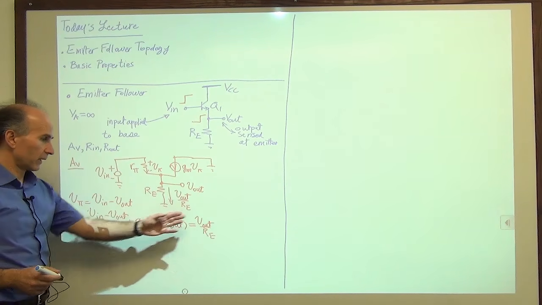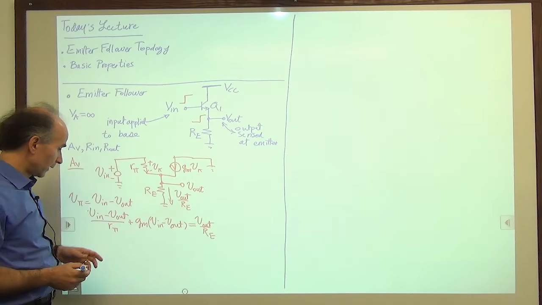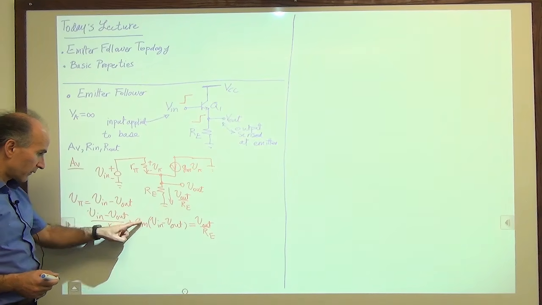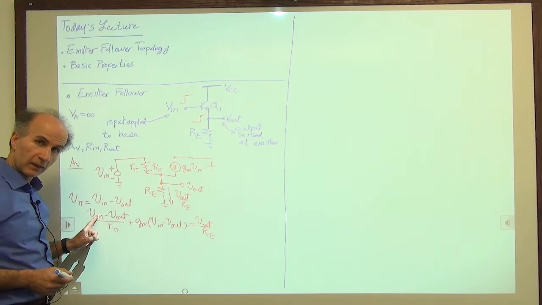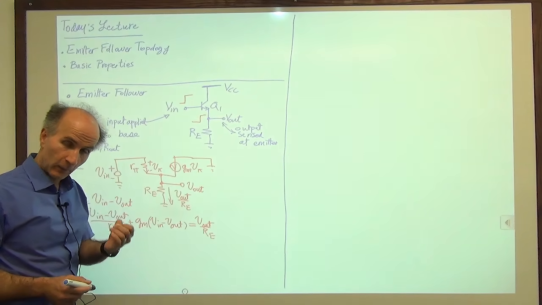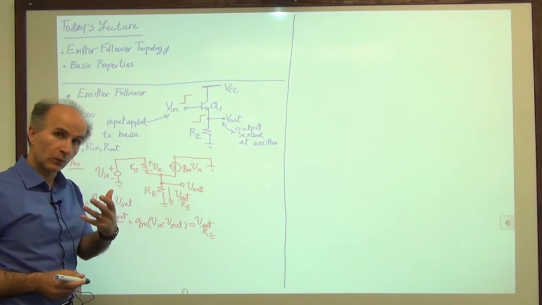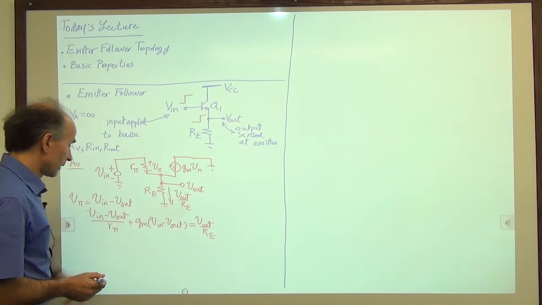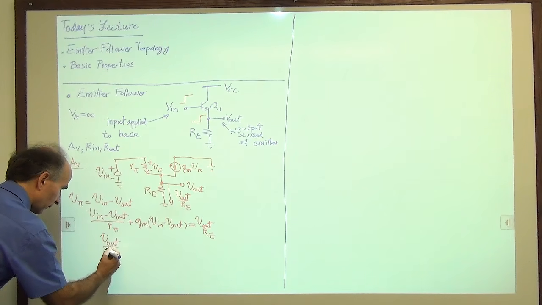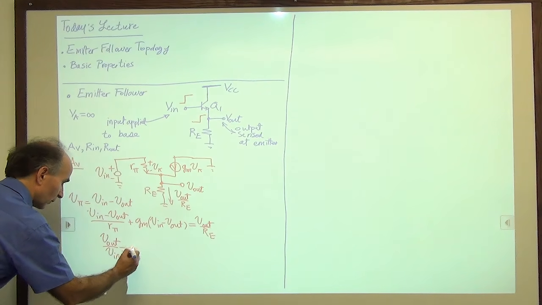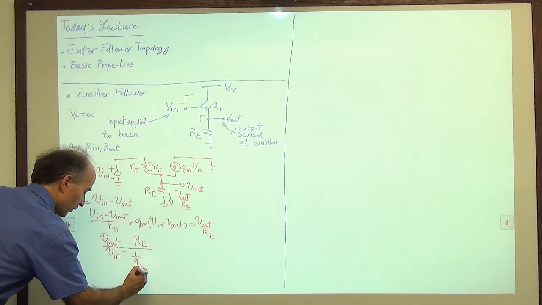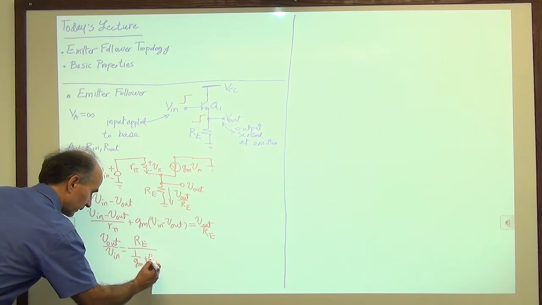So we bring V out to the other side, factor, etc. You can immediately see that we will have a 1 plus gm rπ here, for example, for V in. 1 plus gm rπ is equal to 1 plus beta. We will assume 1 plus beta is approximately equal to beta, and then simplify, and this is what we get. We get V out over V in is equal to RE over 1 over gm plus RE.